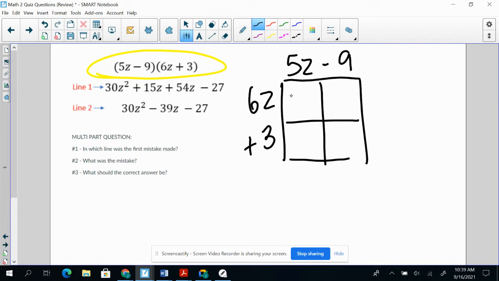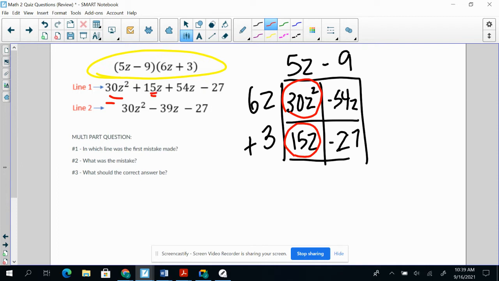So 6 times 5 is going to be 30. And then we have z squared, because there's a z and a z. Negative 9 times 6 is going to be a negative 54z. 5z times 3 is 15z. And negative 9 times 3 is going to be a negative 27. So in this case, I have my 30z squared here. I have my 15z here. And then that 54. So this would be the error.